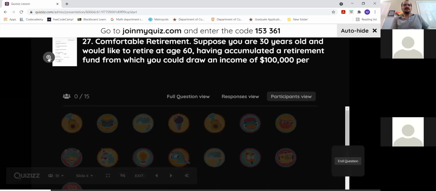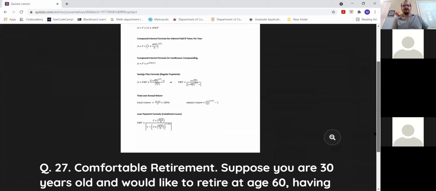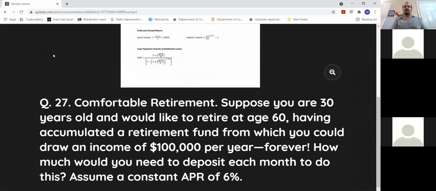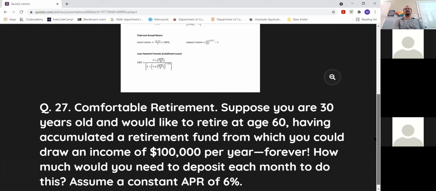I think this is the weird one, but they kind of go over one in the example in the book. Comfortable retirement, this is what it is. Suppose you are 30 years old and would like to retire at 60. So we've got 30 years of savings. Having accumulated a retirement fund from which you could draw an income of 100,000 per year forever. How much would you need to deposit each month to do this? Assume a constant APR of 6%.